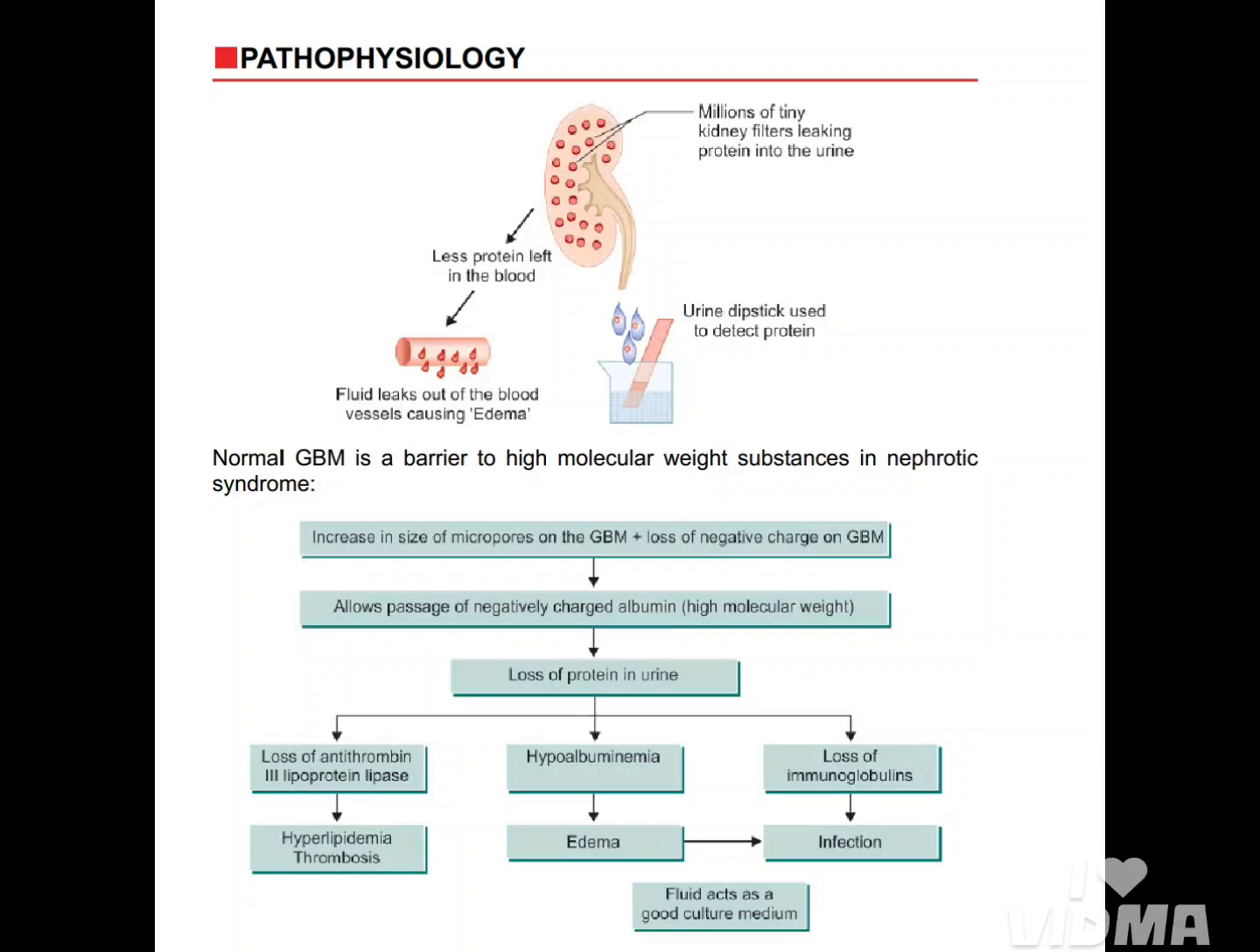Protein is lost in the urine in various ways. One is albumin, second is immunoglobulins, third is antithrombin 3 and lipoprotein lipase. Lipoprotein lipase loss leads to hyperlipidemia and thrombosis. Hypoalbuminemia leads to edema, and loss of immunoglobulins ultimately leads to infections. Edema fluid is a good culture medium, so the chances of infection increase.